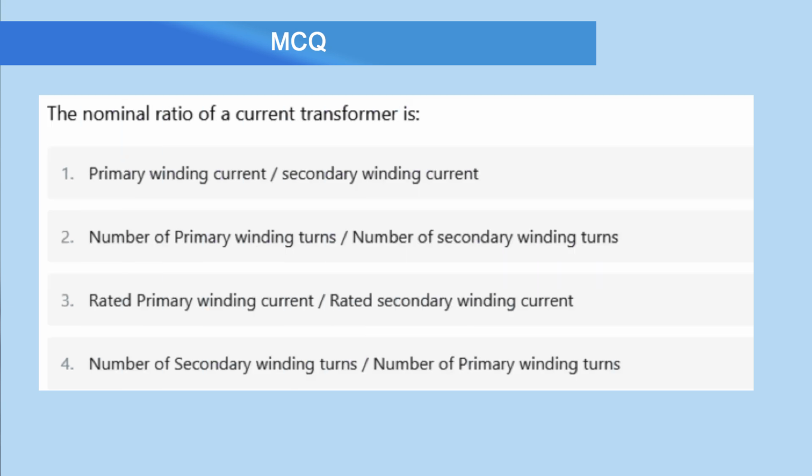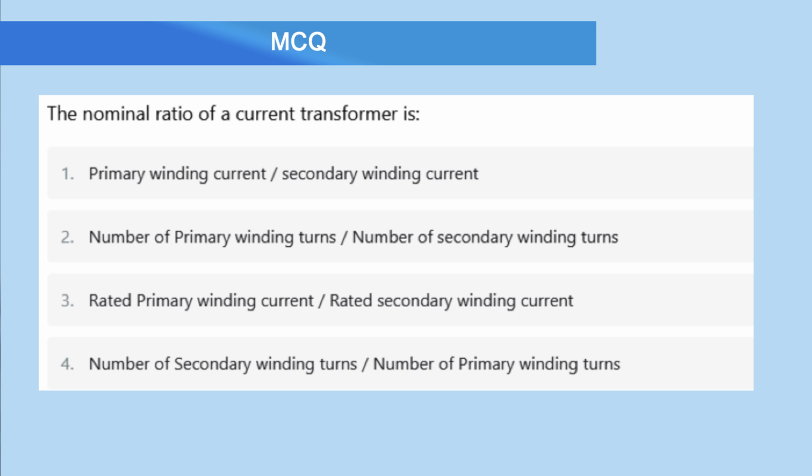The next question: the nominal ratio of a current transformer is, first, primary winding current divided by secondary winding current; second, number of primary winding turns by number of secondary winding turns; third, rated primary winding current by rated secondary winding current; and fourth, number of secondary winding turns by number of primary winding turns. The correct option is number 3, the rated primary winding current divided by rated secondary winding current.